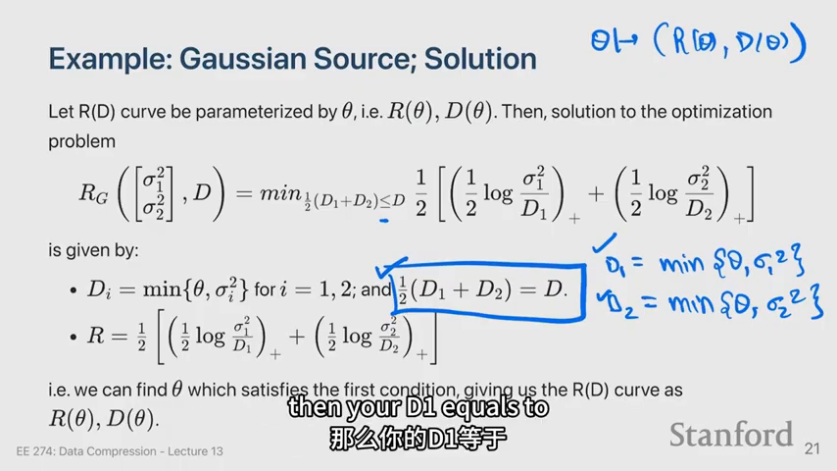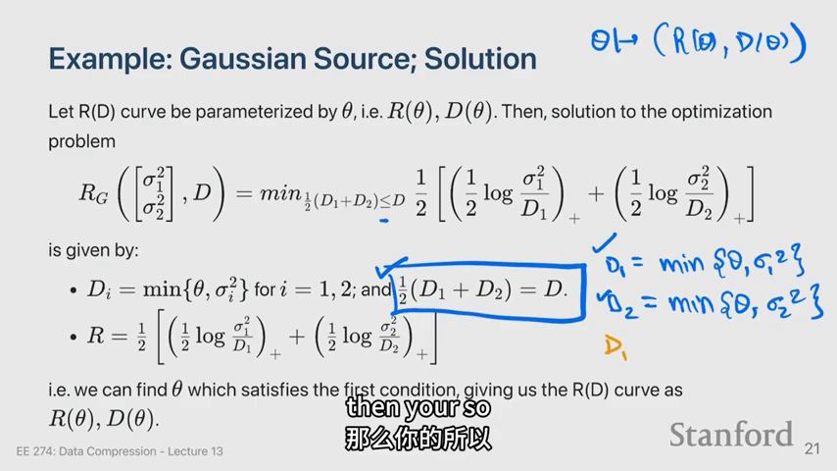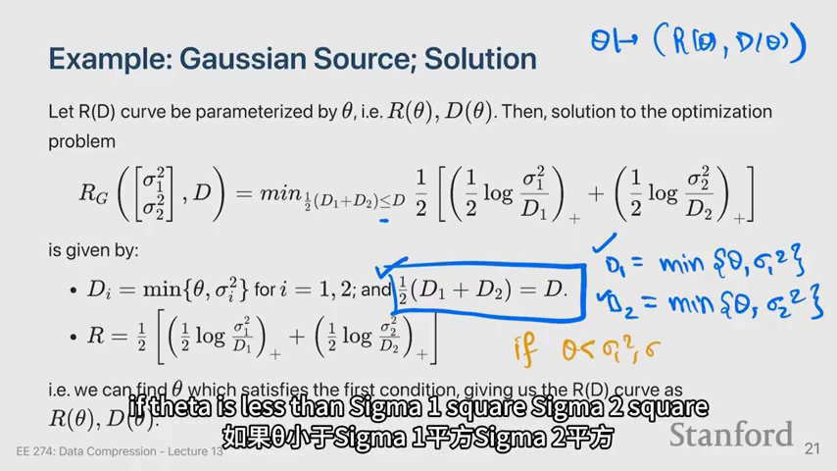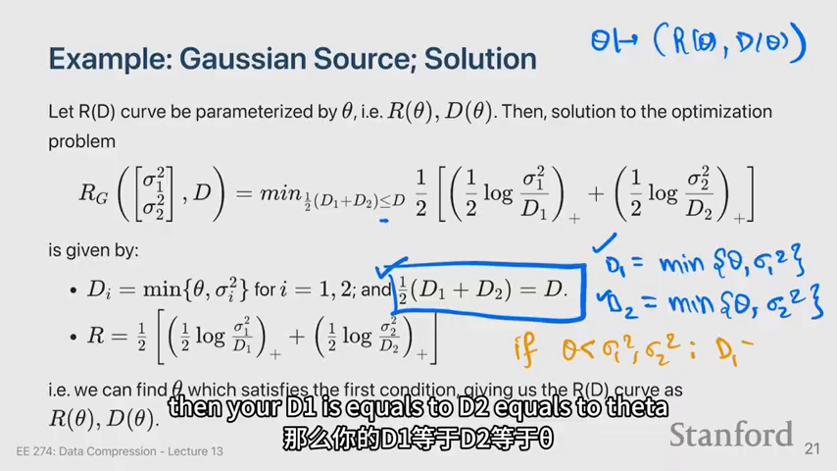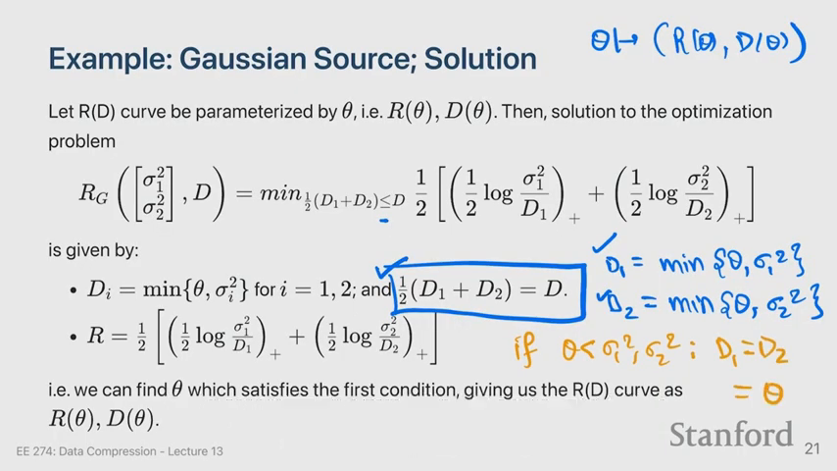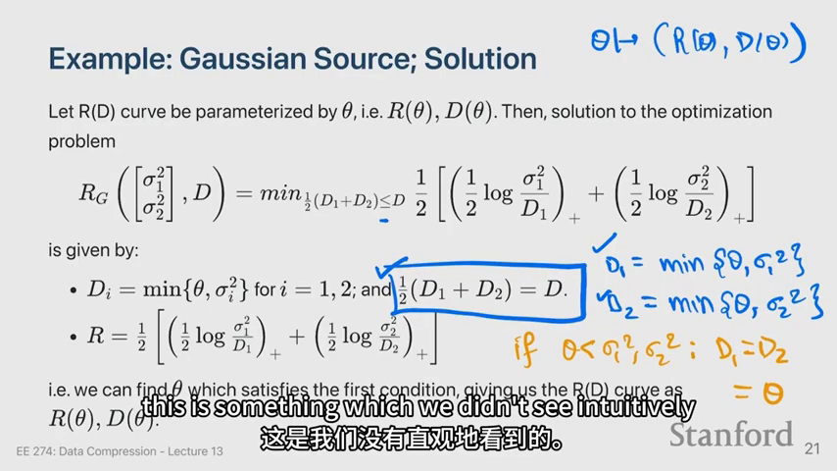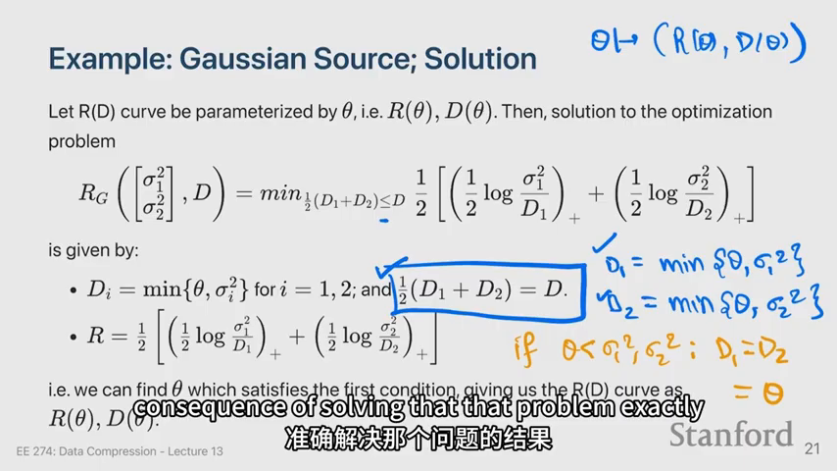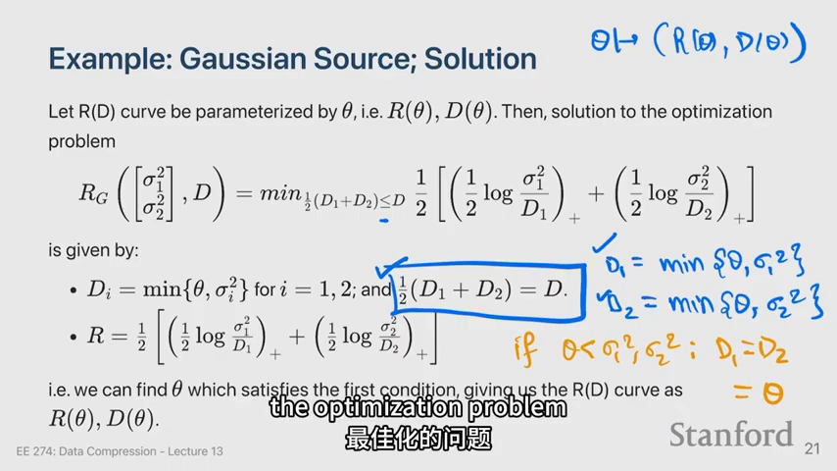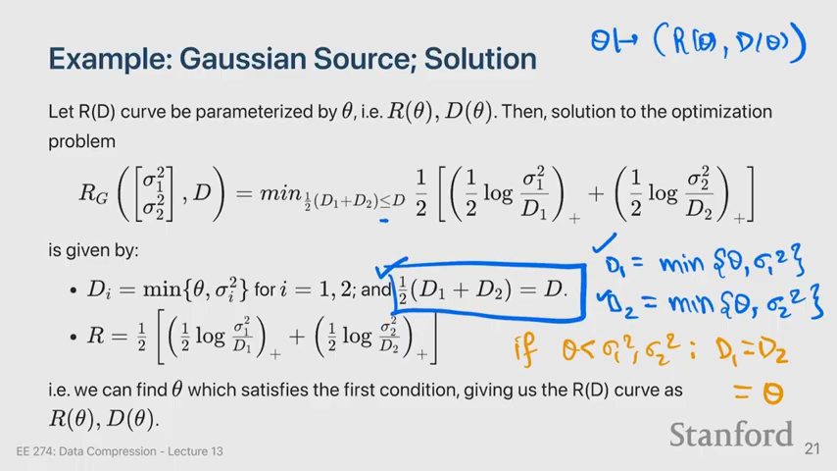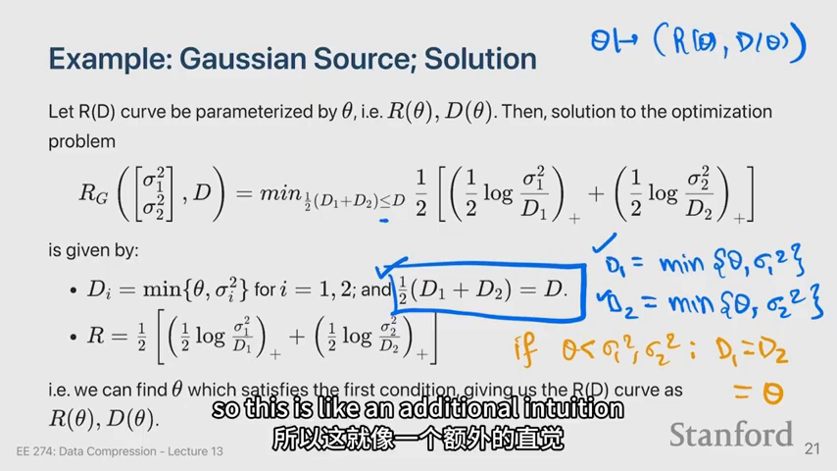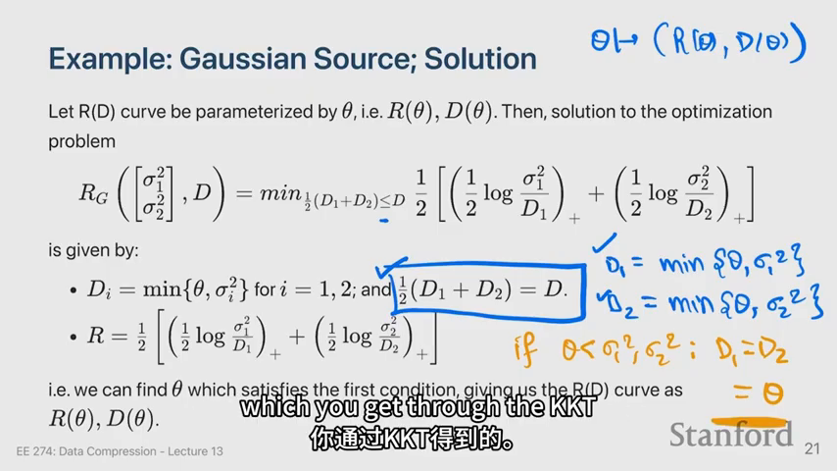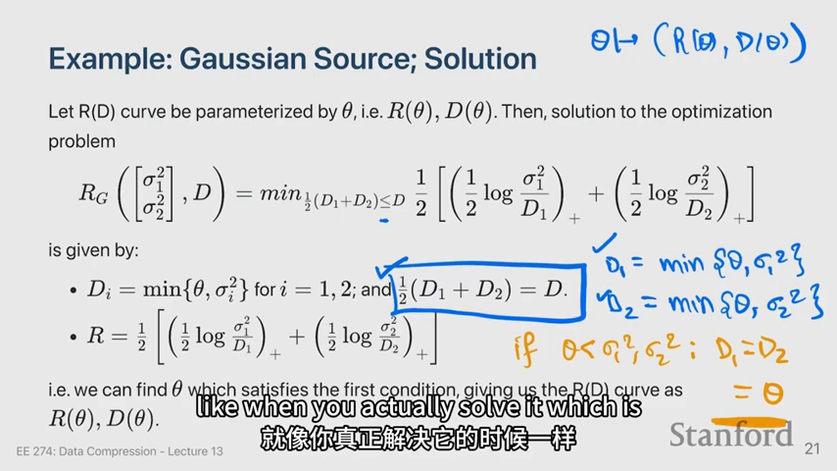Then your D1 equals D2 equals theta. Right? This is something which we didn't see intuitively. And this is a consequence of solving that optimization problem exactly. But the minima parts we saw before. So this is an additional intuition which you get through the KKT, when you actually solve it.